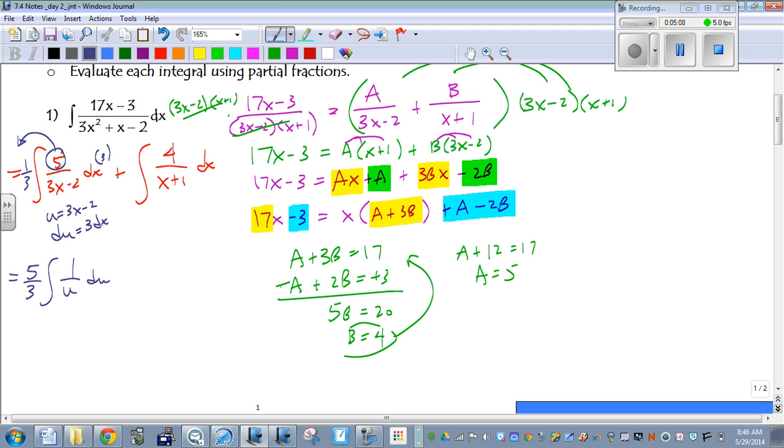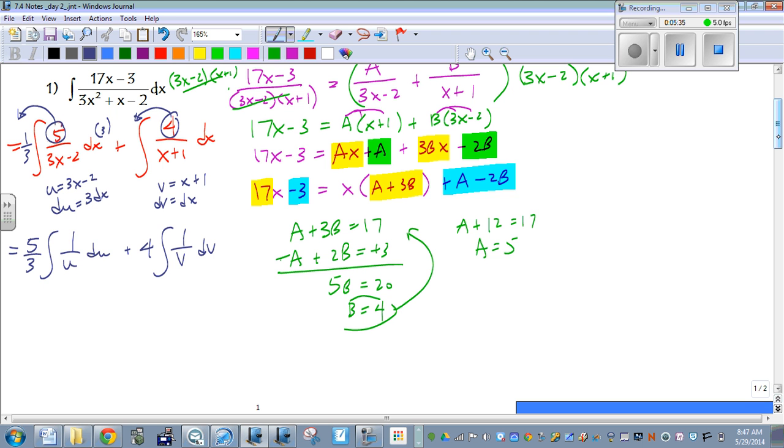Over here, we can bring this 4 out in front, and since this is not just a plain old x, we should really use u substitution also, although I'm going to use v since we already used u. So v is x plus 1, dv is just going to be 1 dx. So really not much changing here. We end up with 4 times the antiderivative of 1 over v dv.